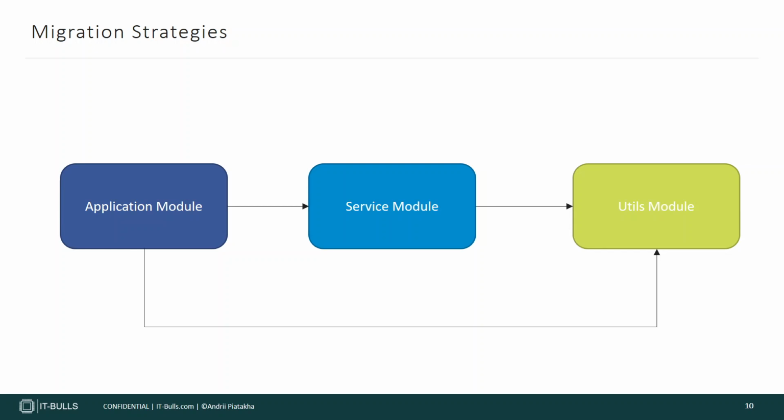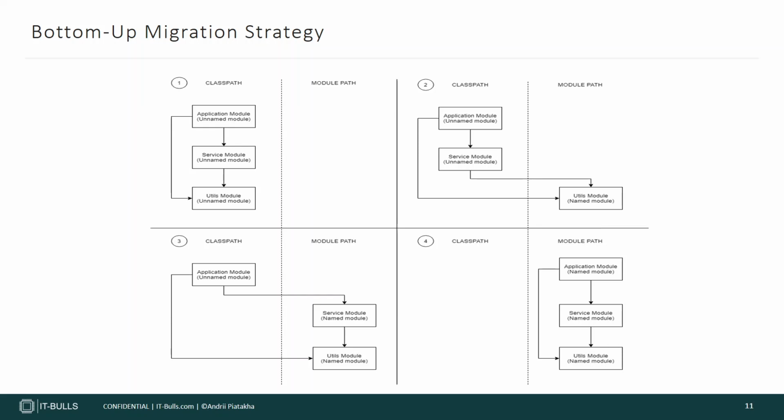To illustrate the process in each of them, let's imagine the next scenario. We plan to migrate an application that consists of 3 jars, representing the different layers of the application. They are application, services, and utils. The diagram that you can see on the screen now shows the dependencies between these layers, where application depends on services and utils, and services depends on utils only. Let's review bottom-up migration first.